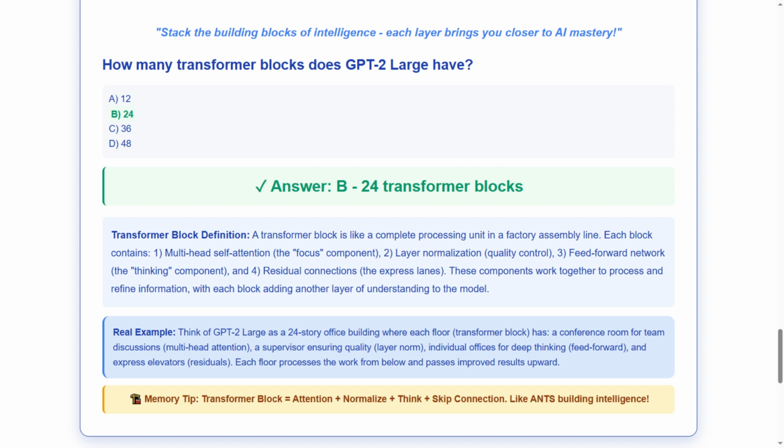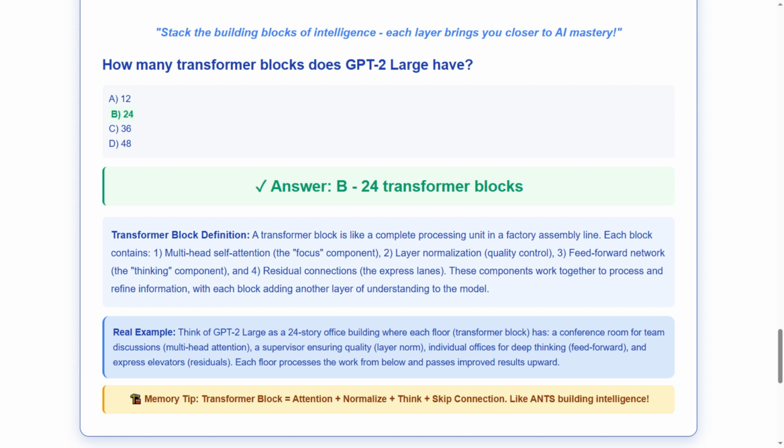Our final question covers the architectural structure. How many transformer blocks does GPT-2 Large have? The choices are A. 12, B. 24, C. 36, or D. 48. The correct answer is B. 24 transformer blocks. This is the specific architecture of GPT-2 Large, which uses 24 stacked transformer blocks to create its processing depth.